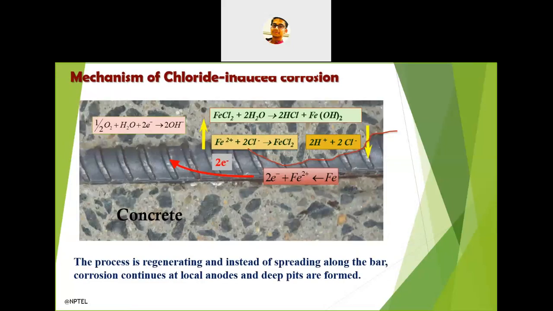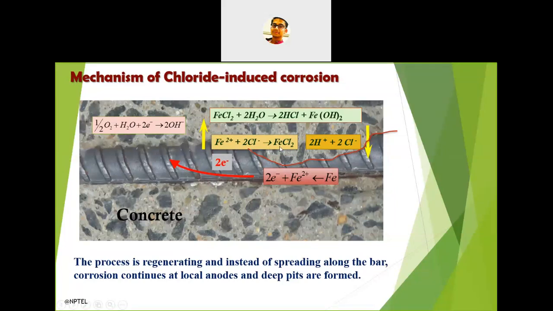So we'll see the mechanism here. First, when the chloride ingresses into any concrete system and reaches the iron surface, the reinforcing steel surface, it first reacts with the iron content and forms FeCl2. You can see here, this is the first step of the reactions: Fe + 2Cl- forming FeCl2.